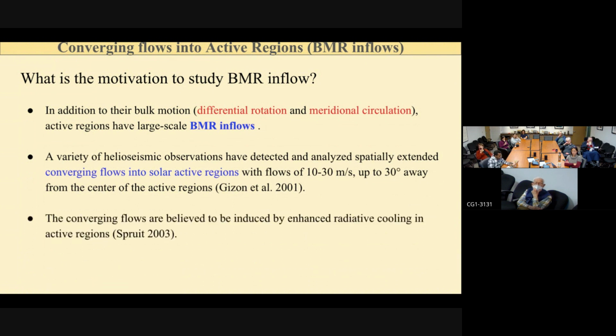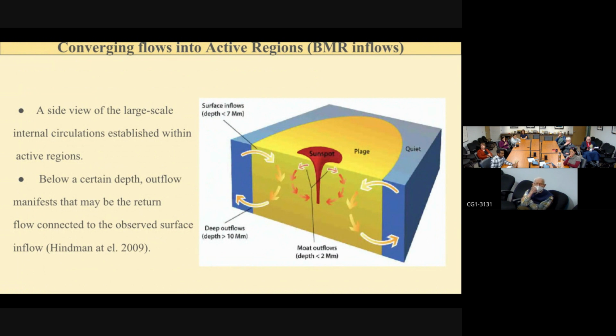This converging flow is due to the cooling of the sunspot or active region. It is enhanced due to the induced enhanced radiative cooling. This shows the side view of the inflow. As you can see here, there is a surface inflow, and at a certain depth it is manifested as an outflow. It is an outflow due to the conservation of matter, actually.